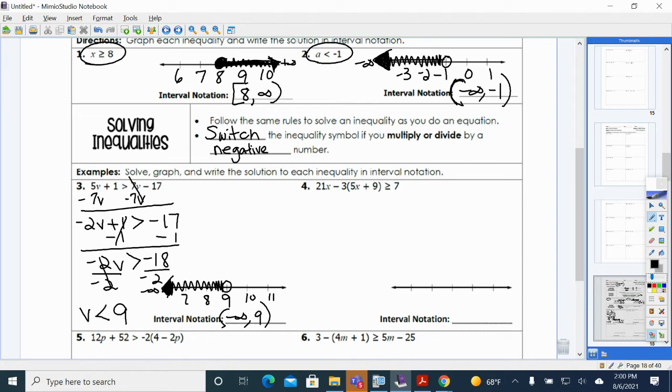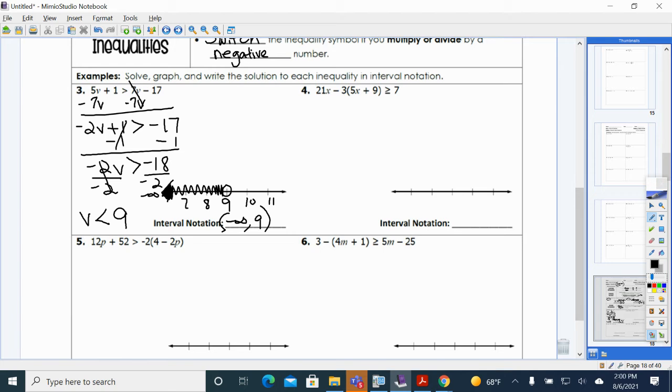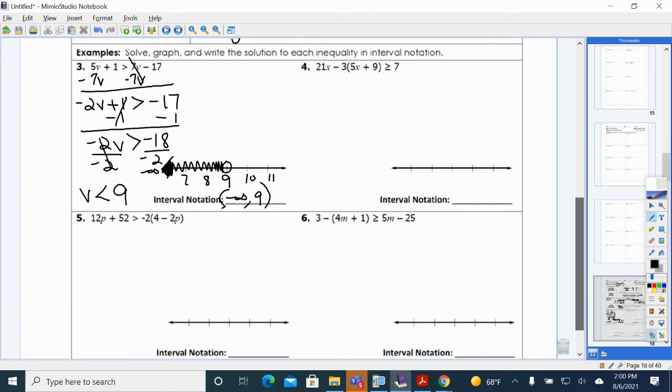Let's look at number 5. Example number 5 says 12p plus 52 is greater than negative 2 times 4 minus 2p. So we're going to distribute. 12p plus 52 is greater than negative 2 times 4 is negative 8. Negative 2 times negative 2p is a positive 4p.